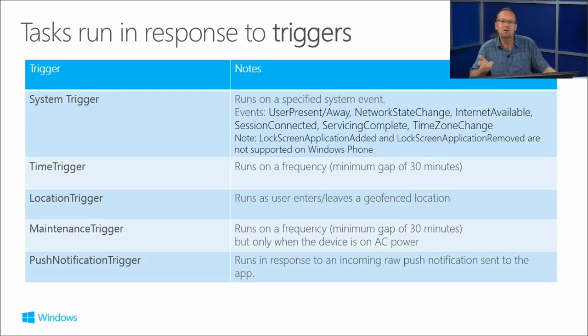Time zone change, of course, is when you switch time zone. And then there are a couple that are noted: lock screen application added and removed. They're not supported on Windows Phone. They are very important on big Windows, but on Windows Phone, background task execution is not linked in any way to this concept of an app being pinned to the lock screen like it is on big Windows. So for Windows Phone, you can just forget all about that.